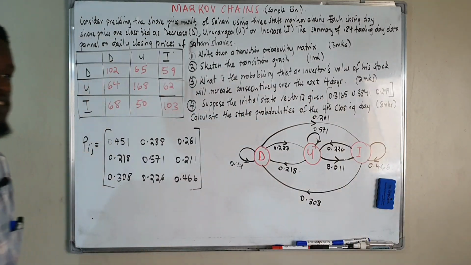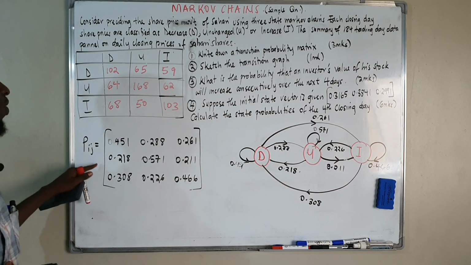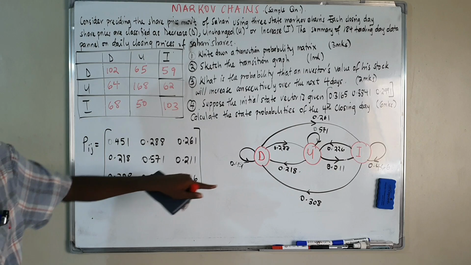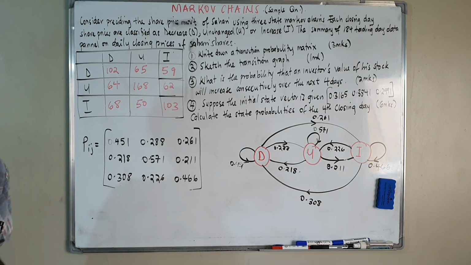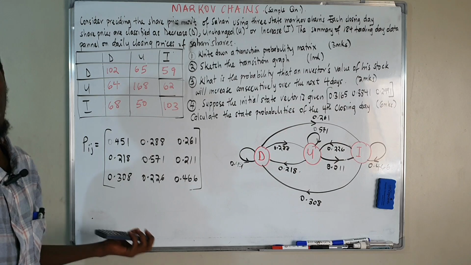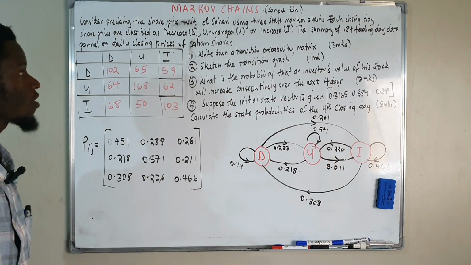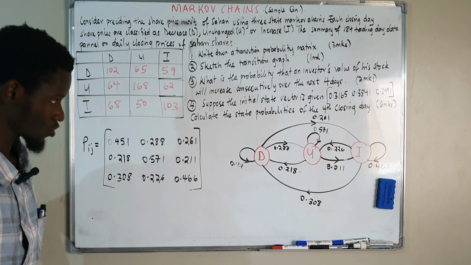I think now, just by knowing how to get your transitional probability matrix and how to sketch the transitional graph, you are able to earn yourself, I think, 5 marks. I think these are the simplest things we have been doing. Okay, now let's go for another question.